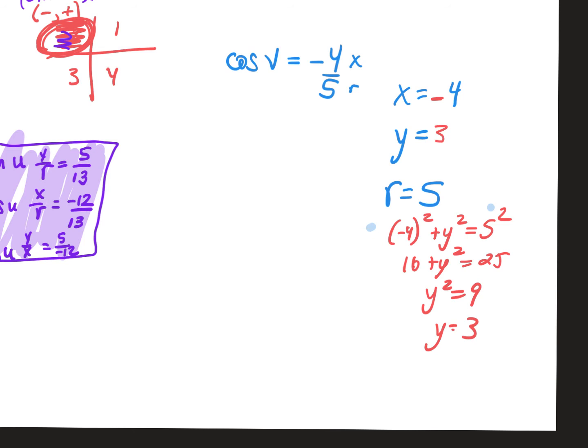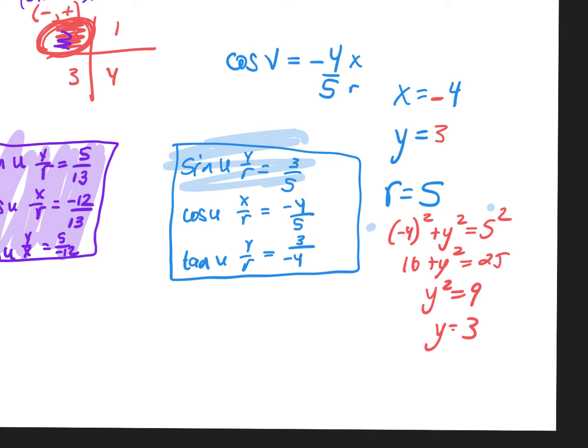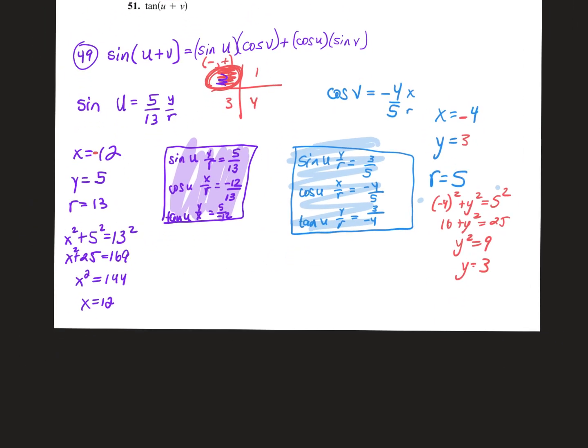Right here in a box, I'm going to write down that same piece of information that I wrote for triangle U. I'm going to write it for triangle V. So the sine of v is y over r, that's 3 over 5. Cosine of v is x over r, and that gives me negative 4 over 5. Tangent of v is y over x, and that's 3 over negative 4. Again, extremely useful information to answer the question that they asked us at the very beginning.